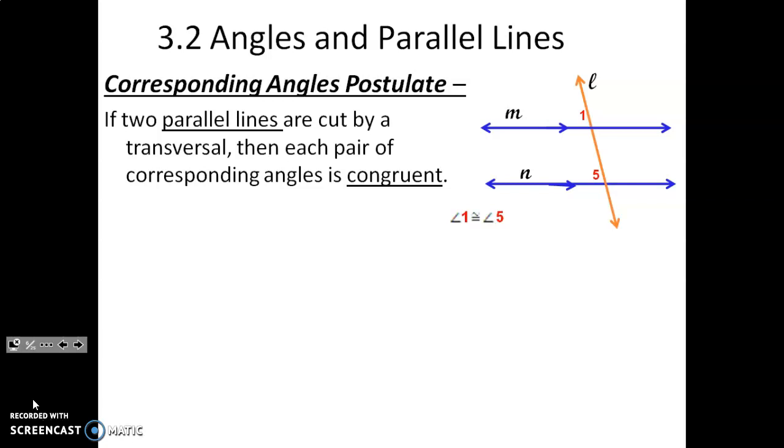And I also wanted to remind you guys to hit pause anytime you want to, so you can fill out your notes as we go, because I'm going to keep going along here, okay? So then as we go along, angle 2 is congruent to angle 6. They're corresponding angles, so they're congruent to each other. And here's the rest of them, okay?